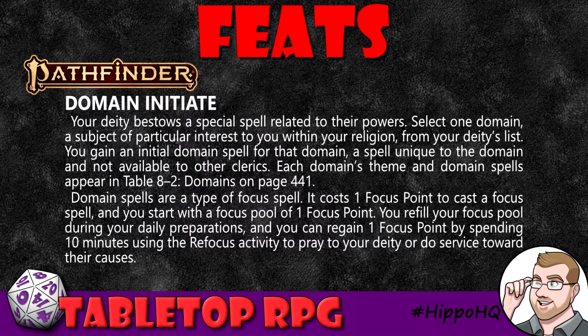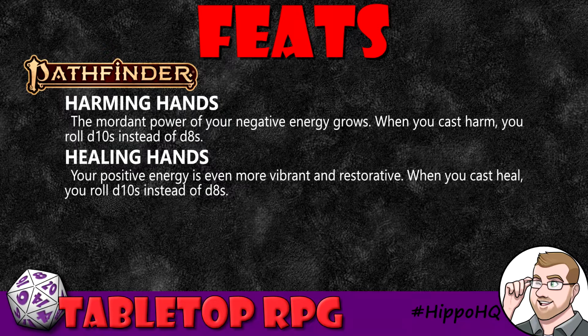Domain Initiate. Choose 1 domain from your deity's list and get the level 1 focus spell from it. Cloistered clerics get this free at first level, but if you're a human, you can actually choose this twice and get 2 level 1 domain spells from your deity. Harming or Healing Hands. Your harm or heal spells now roll a 1d10 instead of a 1d8.